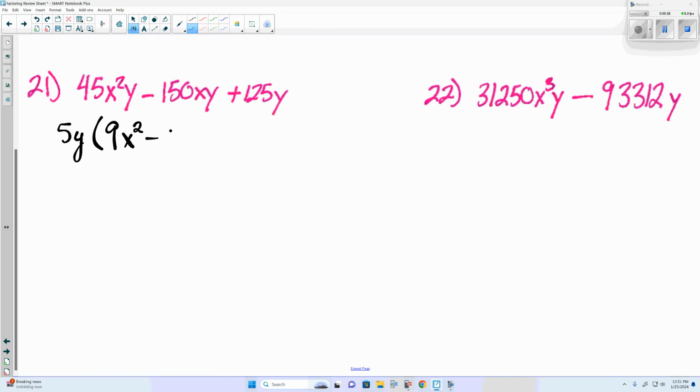Minus 30x, because 5 into 150 is 30. We can put the 0 back. x plus 25. So, any questions on this so far?